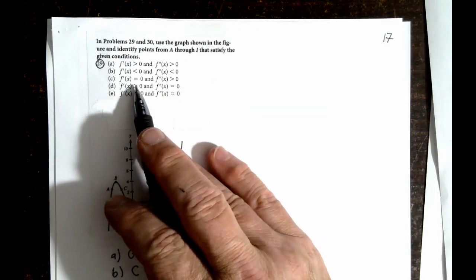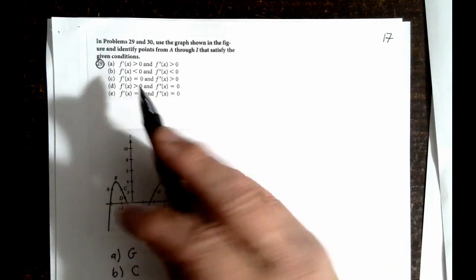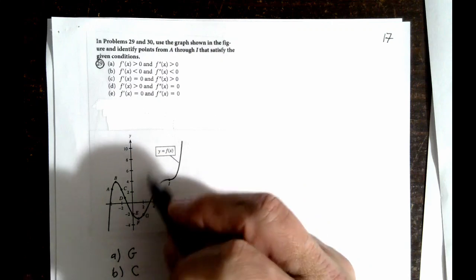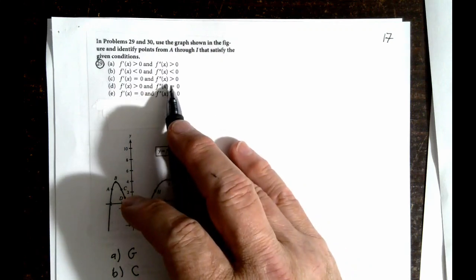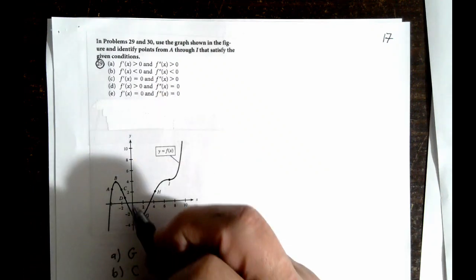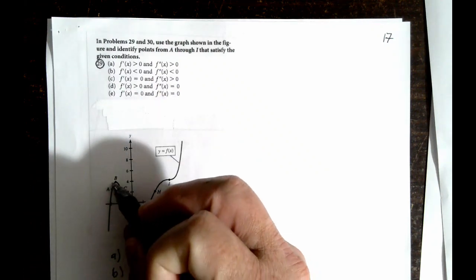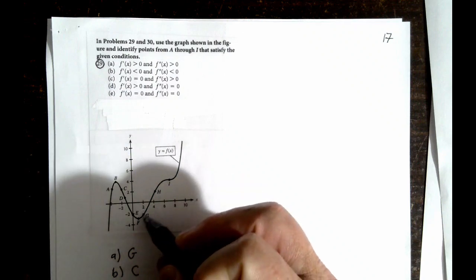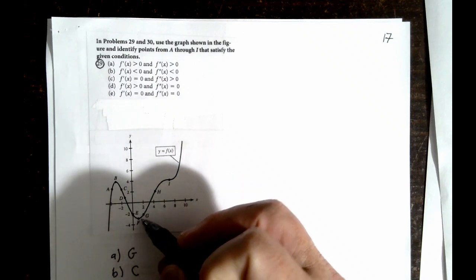C says f prime equals 0, that means it's a max or a min somewhere, and f double prime is greater than 0, the second derivative is greater than 0, that means it's concave up and it's a max or a min. So here's concave down, here's concave up, so it's got to be f.